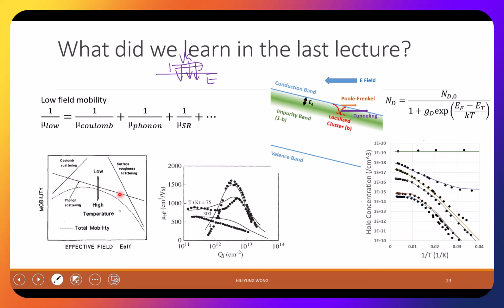So if I have lower temperature, what will happen to this phonon curve? Will it go up or go down at lower temperature? It will go up, right? Higher mobility. Okay, we talk about the field ionization of the incomplete ionization because the trap level is never at the conduction band. It's a little bit lower.